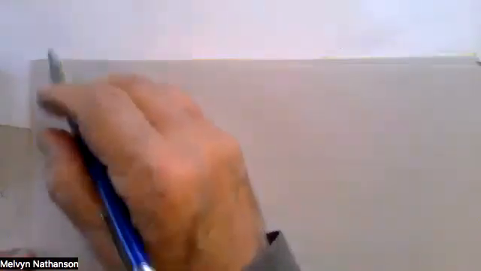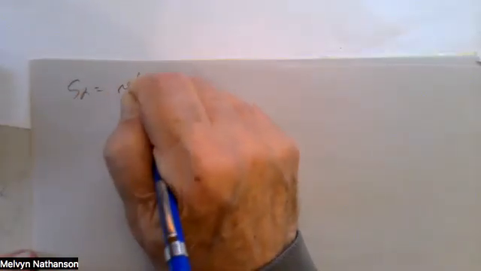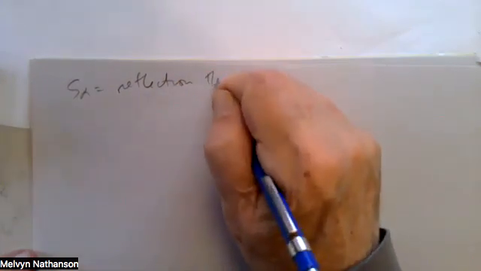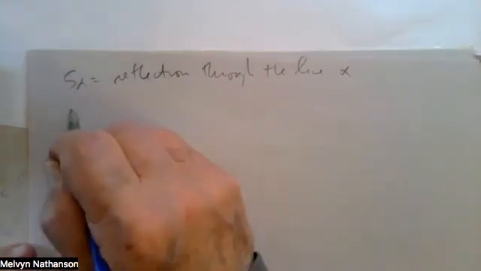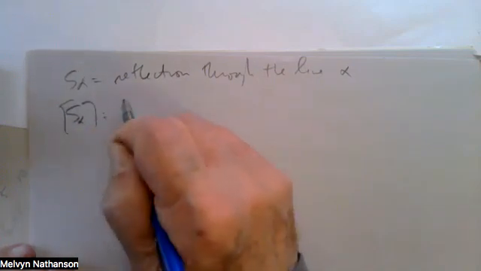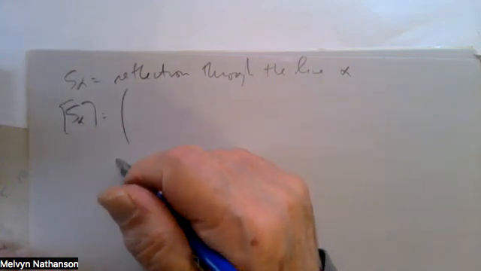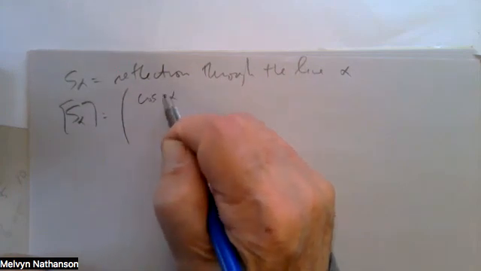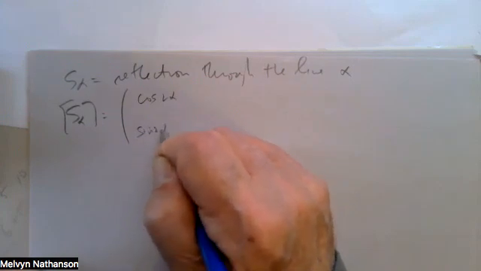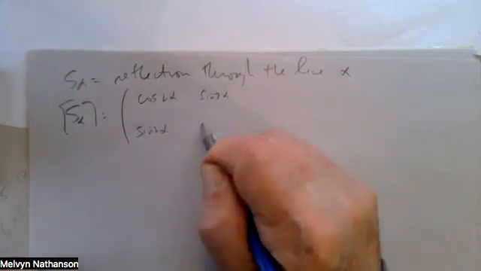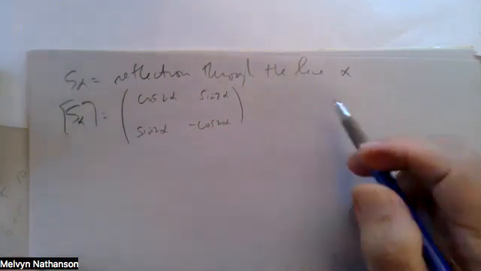So that's really very nice. S alpha is reflection through the line that makes an angle alpha with the positive x-axis. The matrix for this is cosine 2 alpha, sine 2 alpha, sine 2 alpha, minus cosine 2 alpha.